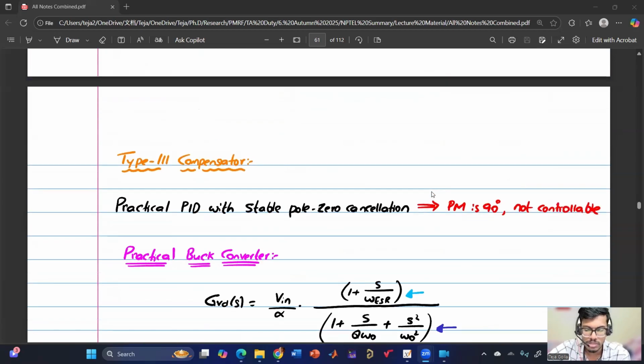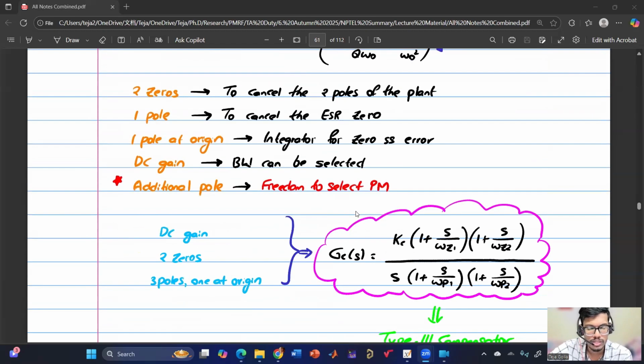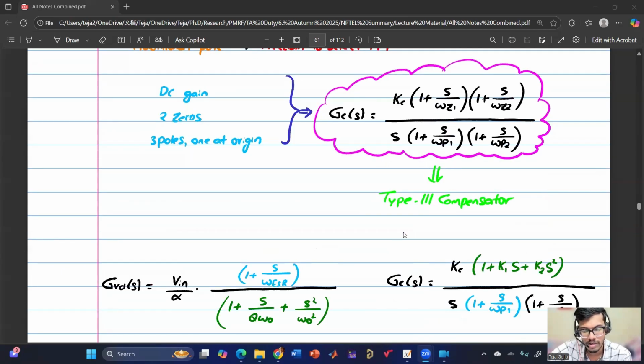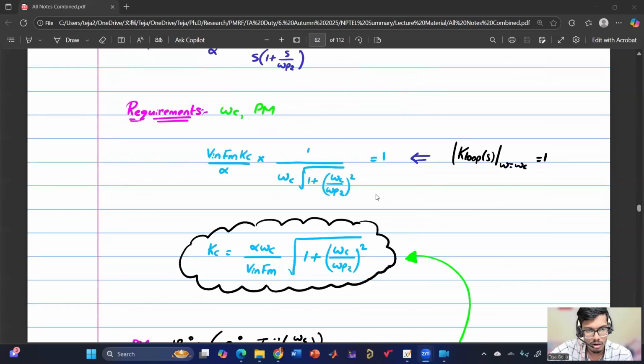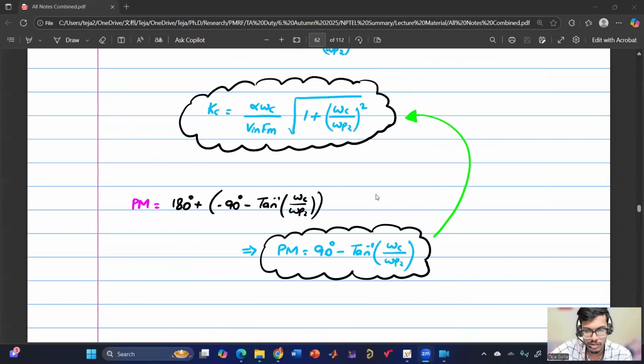Now, if you use a type 3 compensator, it has an additional pole. So the phase margin is not 90 degrees and it can be controlled, which is not the case with the normal practical PID. So in this case, we have the freedom to change both phase margin as well as bandwidth, and we have done the same thing. So we have derived the expressions for how to get the gains if phase margin needs to be changed, and if bandwidth also needs to be changed.